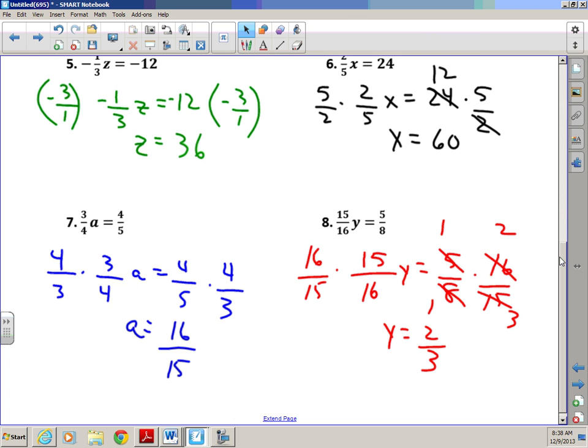Okay, so again, just to recap, what we simply did today was solve one-step equations. Okay, and we're going to keep building on that over the next few days.